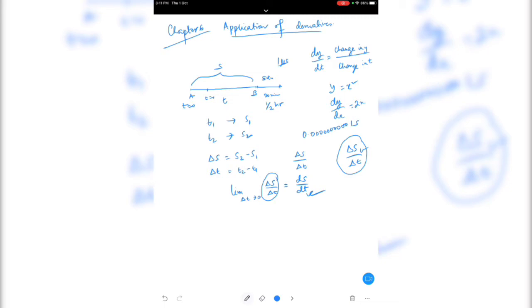These concepts you have to get the idea of, all you need is that ds/dt. That's what it is. Now let me give you one example.